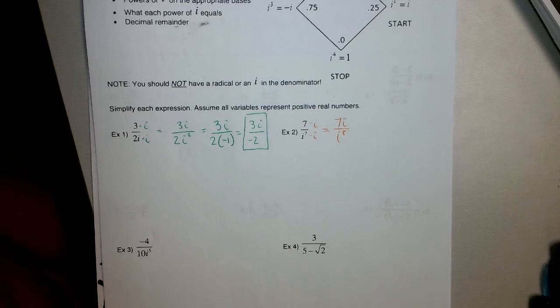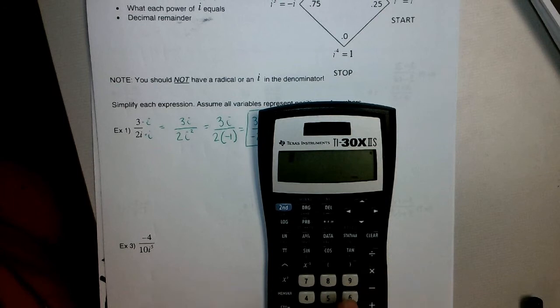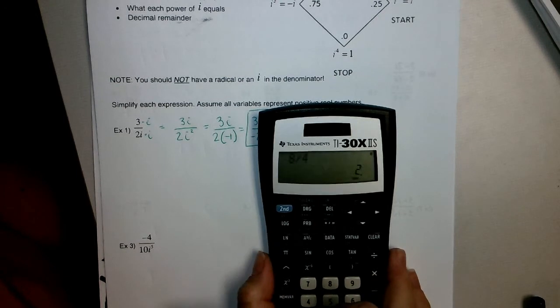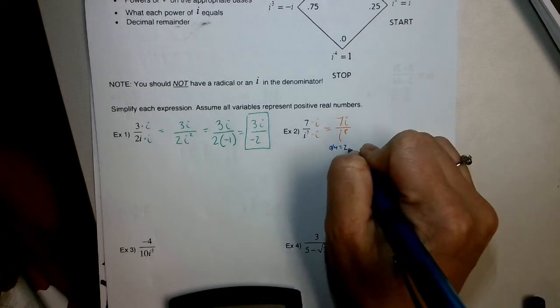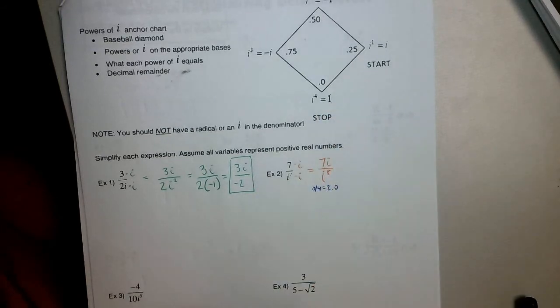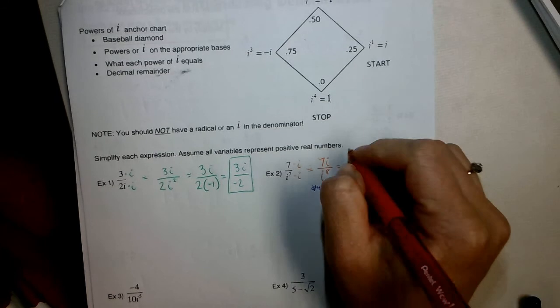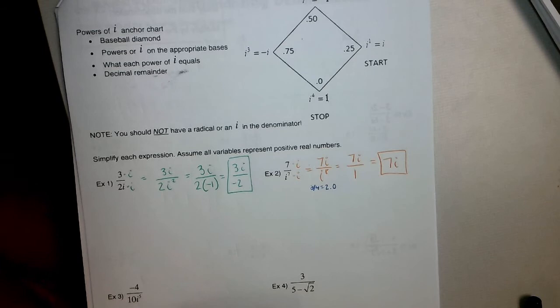Well, I want you to realize, if I do 8 divided by 4, that gives me 2 as a whole number. If I make that a decimal, it's 2.0, so the remainder is 0.0. That equals what? 1. So now my denominator equals 1. Well, 7i divided by 1 is just 7i, and there's my answer. Always divide by 4, because there are 4 options.